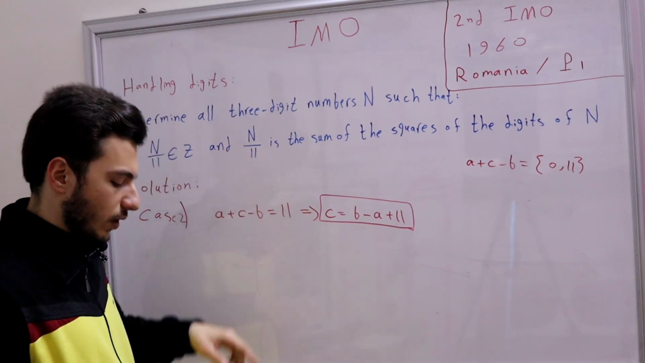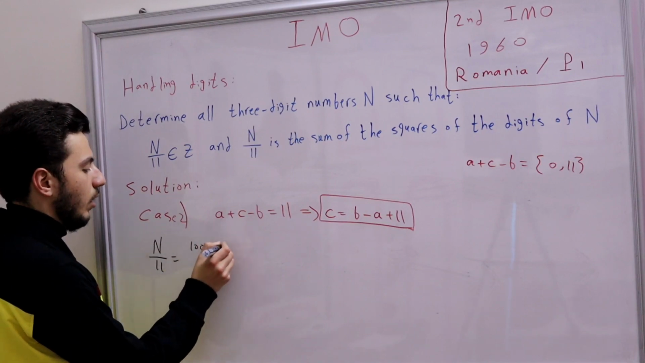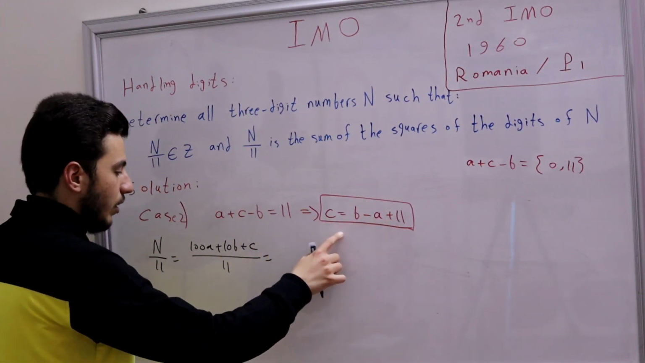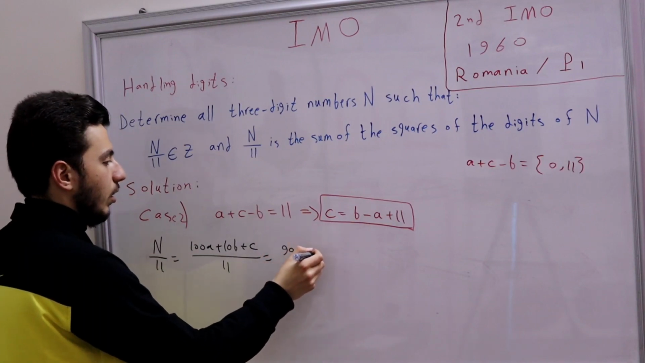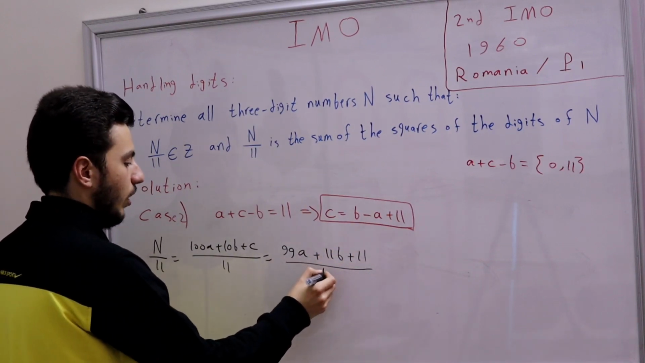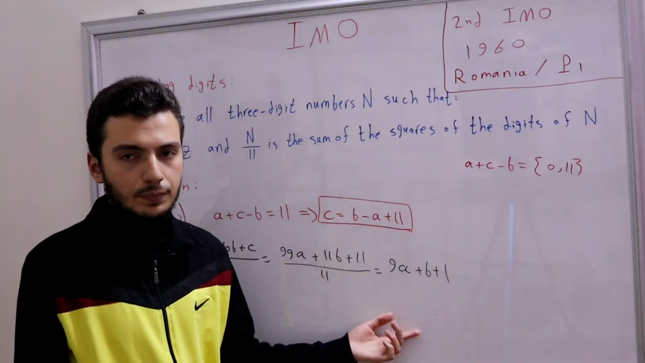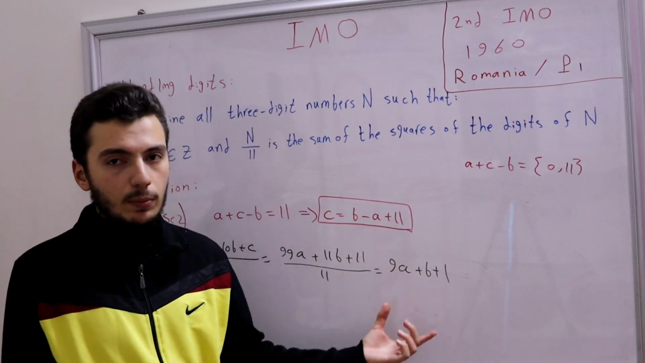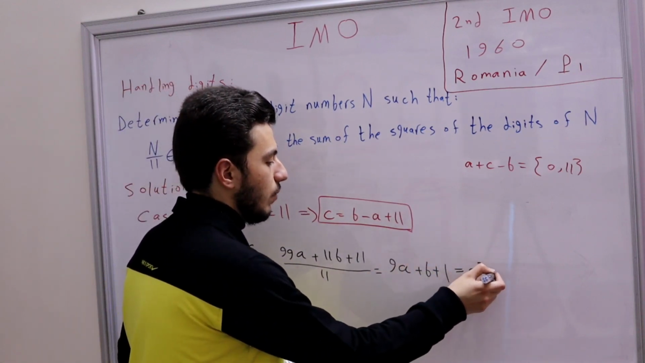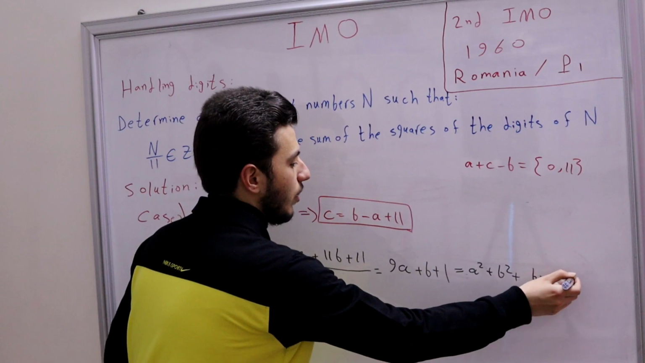So this time n over 11, we'll just do the same again. Remember, n over 11 is simply 100a plus 10b plus c over 11. Now this c is b minus a plus 11. So minus a, that means 99a, plus b, that means 10b, and plus 11, divided by 11. Well, simply this is 9a plus b plus 1. And of course, 9a plus b plus 1 is simply a squared plus b squared plus c squared again. So we can write this as the sum of a squared plus b squared plus c squared. But remember, c is simply b minus a plus 11. So this is (b minus a plus 11) squared.